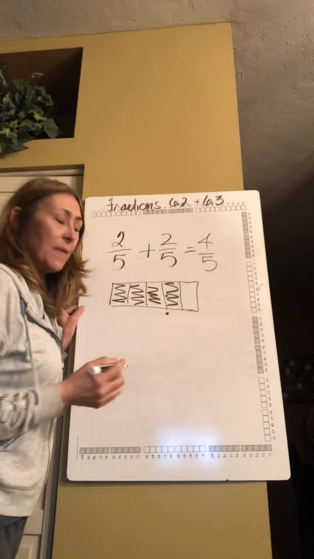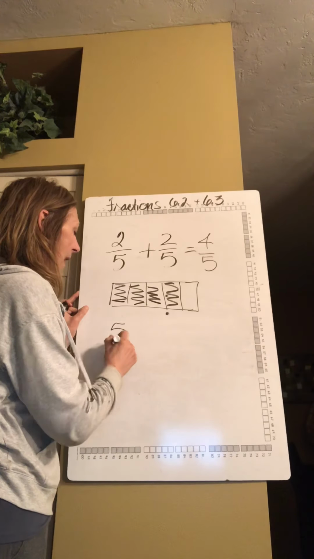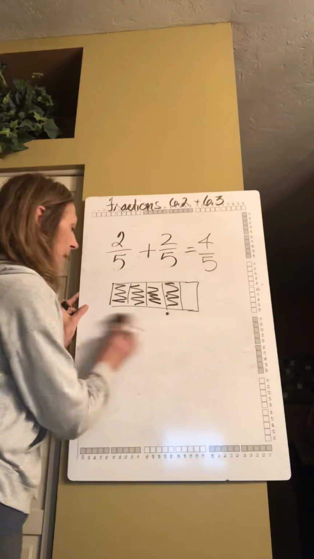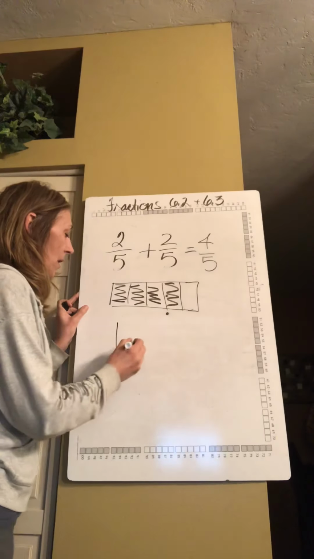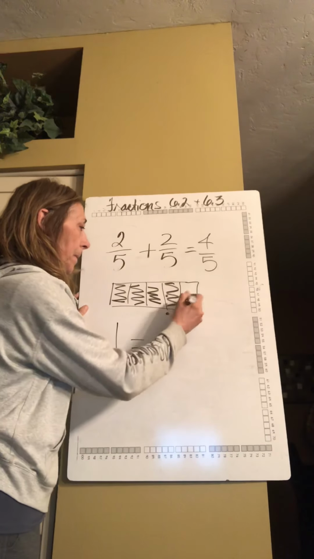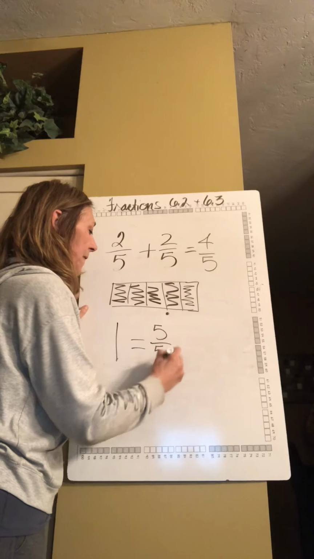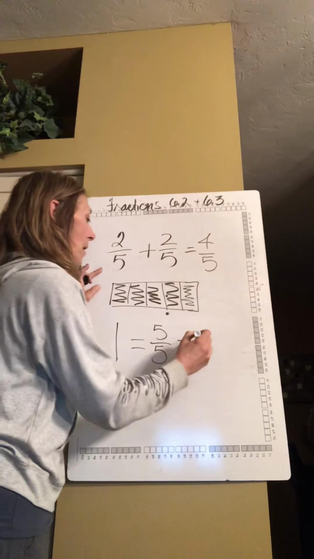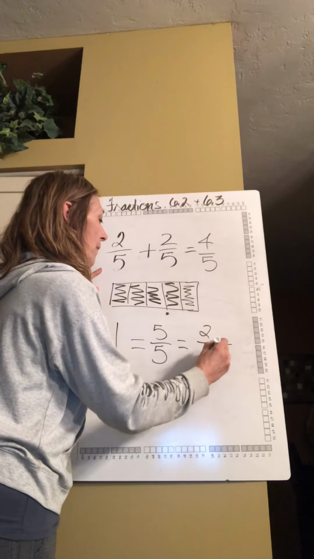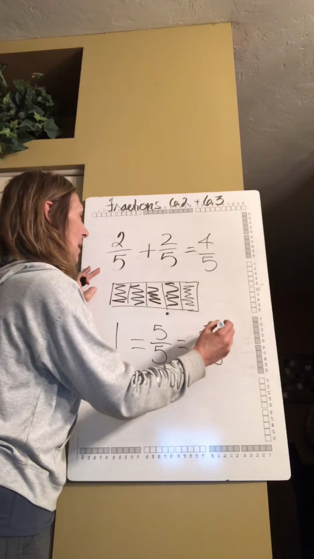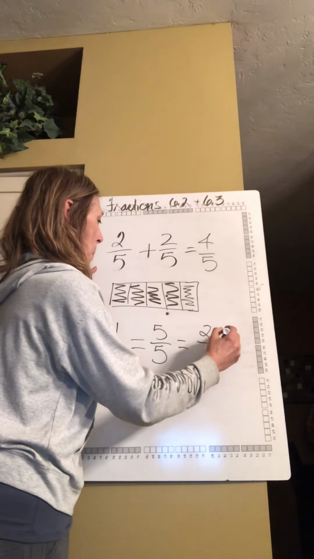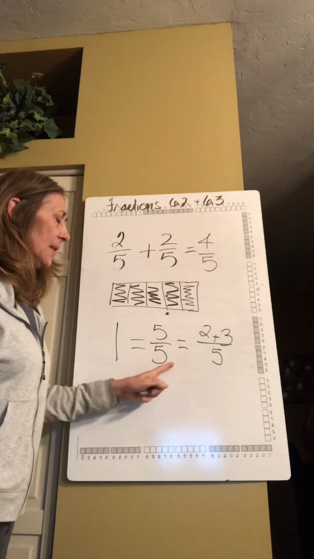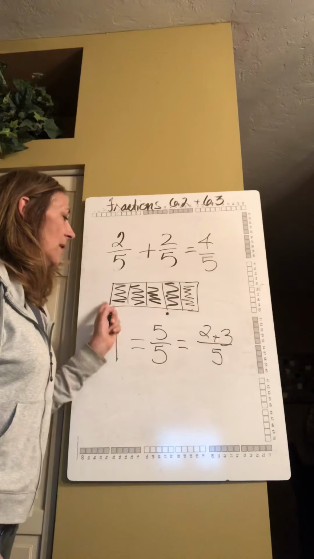So let's take a look at this. 1 whole equals 5/5, and it also equals, what did I have up here? 2/5 plus 3/5. 1 whole equals 5/5, all 5 of the pieces, or 2 of the 5 plus 3 of the 5.